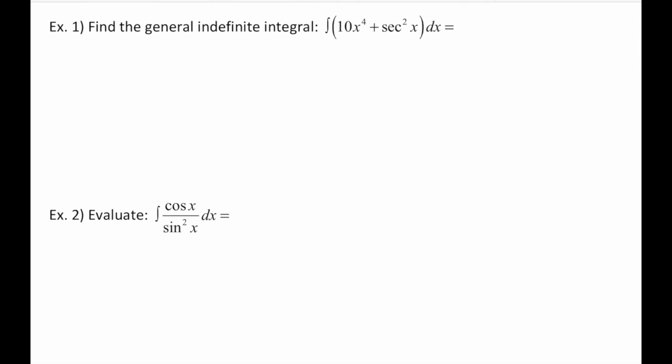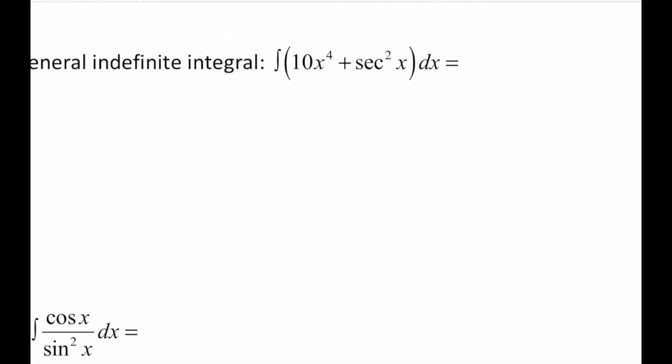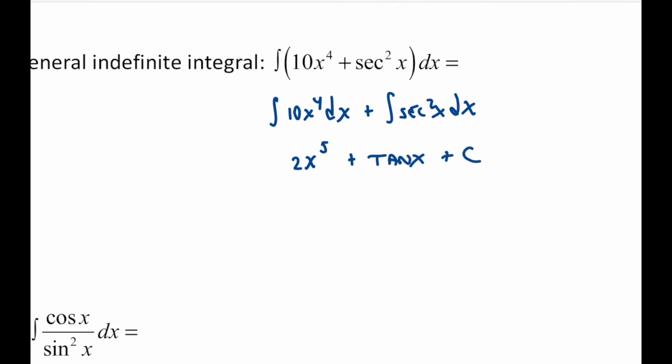Find the general antiderivative, the integral of 10x to the fourth plus secant squared x. Well, I can break this apart if I need to. This is the integral of 10x to the fourth dx plus the integral of secant squared x dx. I can think about it separately if I need to, but I don't find the need to do that. So here we've got the power rule. This is going to be 2x to the fifth. Checking that, 5 times 2 would give us 10, subtract 1, all right. For secant squared, the antiderivative of that is tangent of x plus our constant c. One integral, I have one constant.